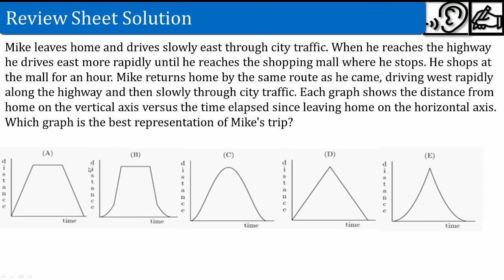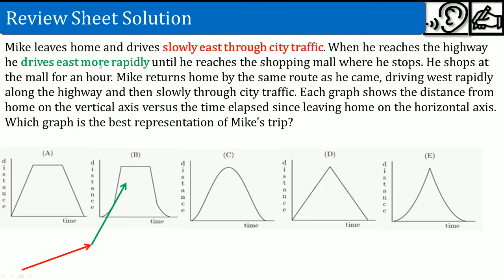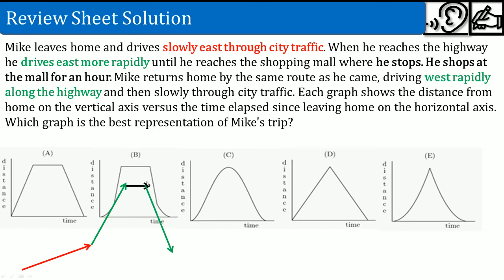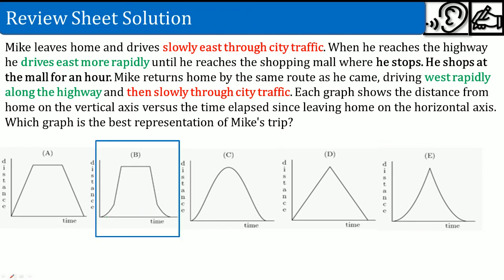So I'm just going to isolate a couple of things here. He drives slowly east through the city traffic, slowly, so it's a low slope. Then he drives fast, so it's in green, it goes super fast, the slope is higher, it's a steeper slope. Then he stops and shops at the mall, so that is a 0 slope, a flat line. Then he drives west rapidly along the highway, that is straight down, really fast, down. Then he drives slowly again. So which one would look like that? Okay, each one of the scenarios in terms of his speed is visually graphed individually, and I put it together to create his whole scenario. So this would be B. Okay, there you go. Those are all your solutions.